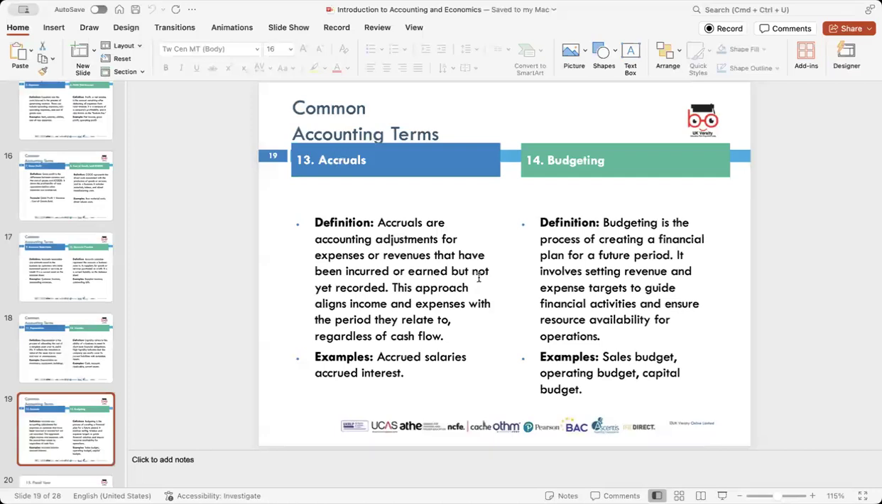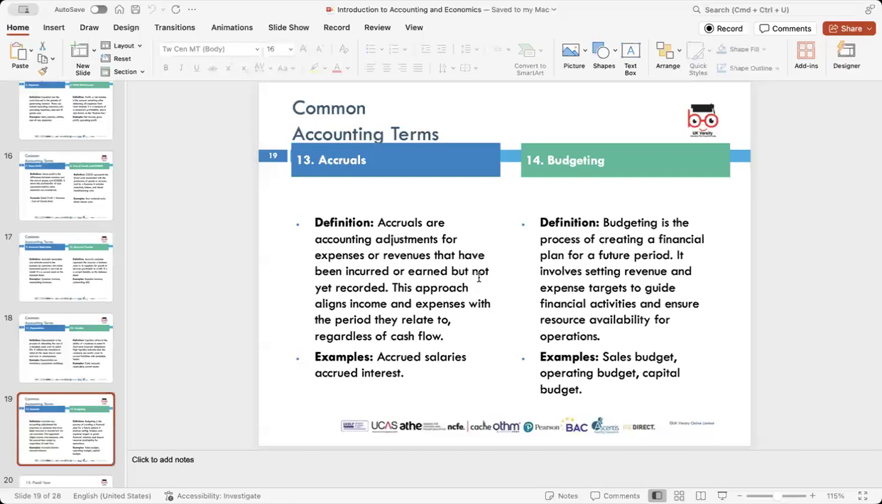Next are accruals and budgeting. Accruals are accounting adjustments made for revenues or expenses that have been earned or incurred but not yet recorded. This ensures that financial statements accurately reflect a company's financial position. Examples: accrued salaries, interest payable, and unpaid expenses.